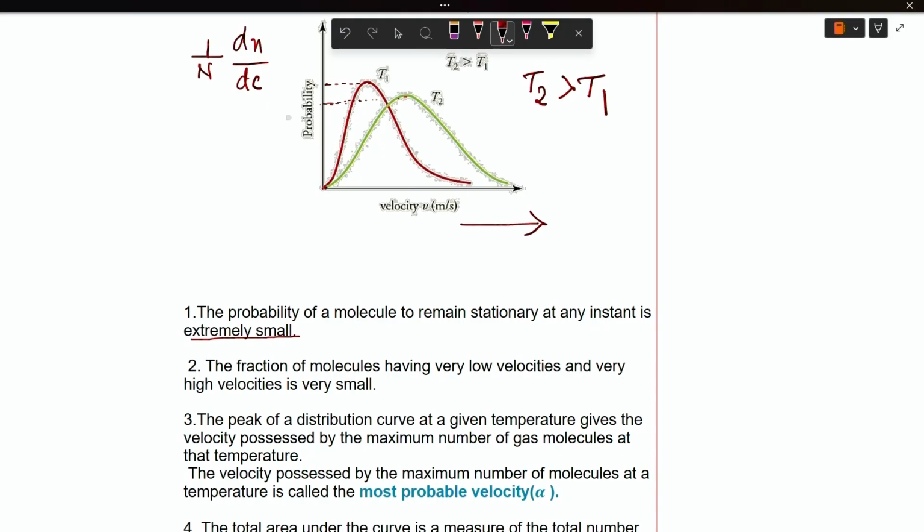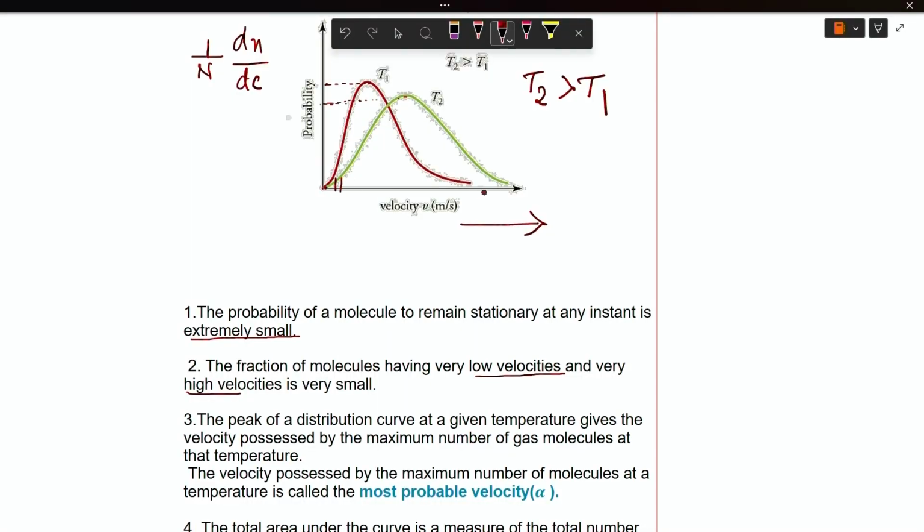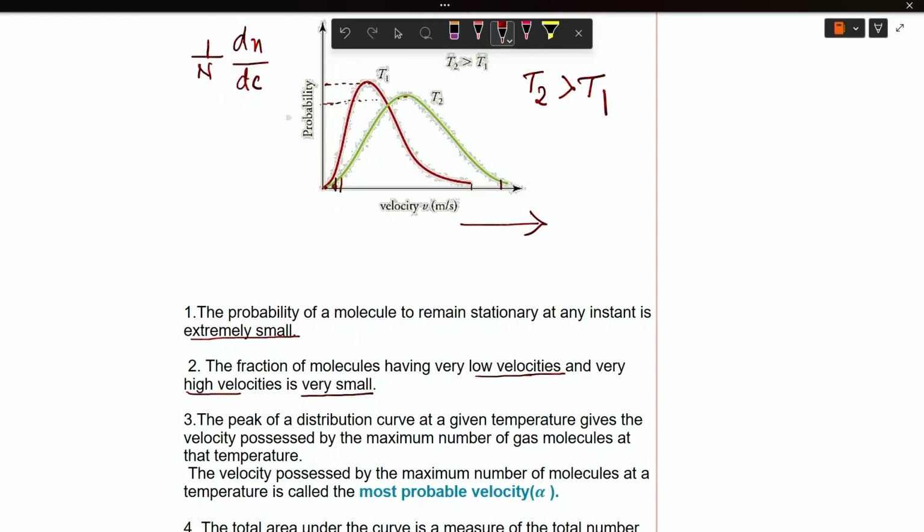That is, for molecules to remain stationary in a gaseous phase, it is not possible. So, they will be moving. Now, second is the fraction of the molecules having very low velocities and very high velocities. These are the very low velocity values, these are the very high velocity values, and their fraction is also very small. So, molecules to remain stationary is impossible because you do not have any probability factor over there.